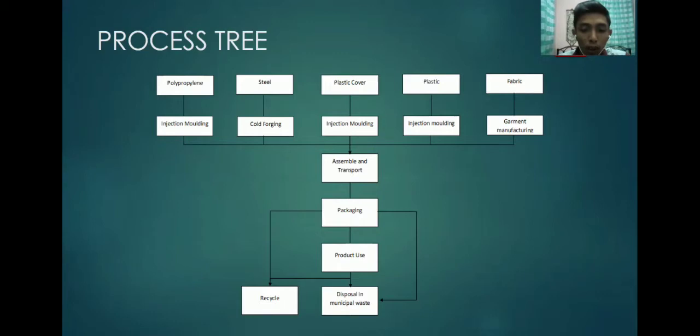After the product no longer functions, there are 2 ways the product can go, which are recycling and disposal in municipal waste. The polypropylene and steel can be recycled for future use.